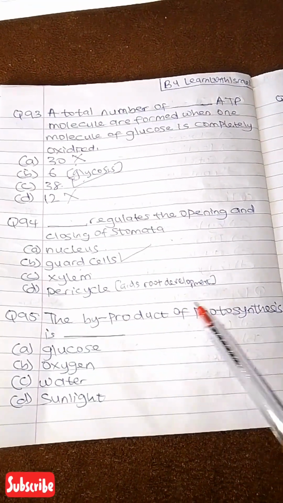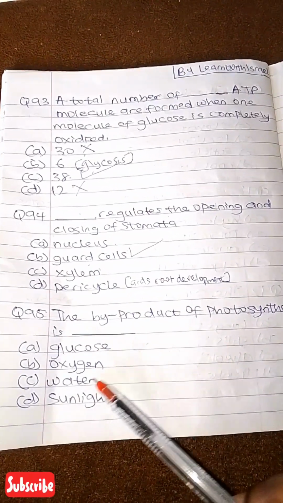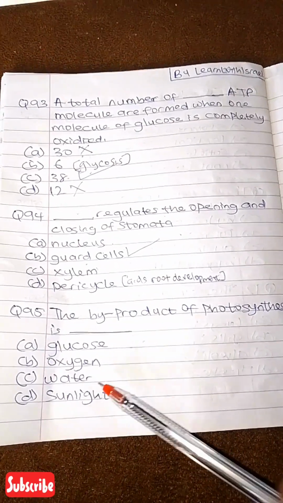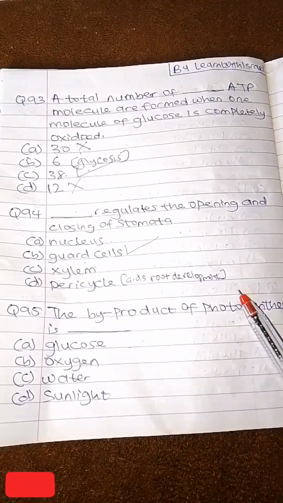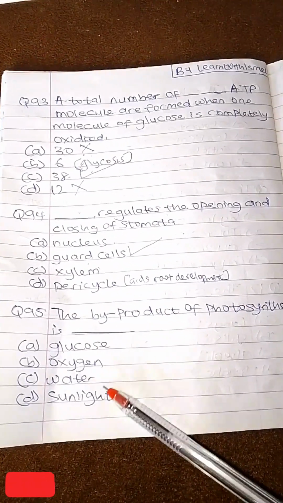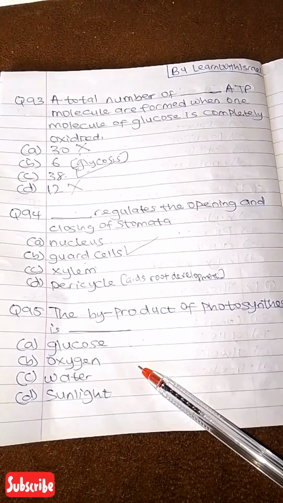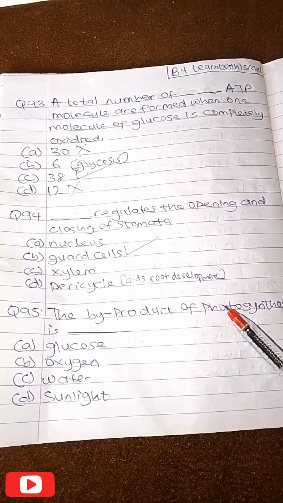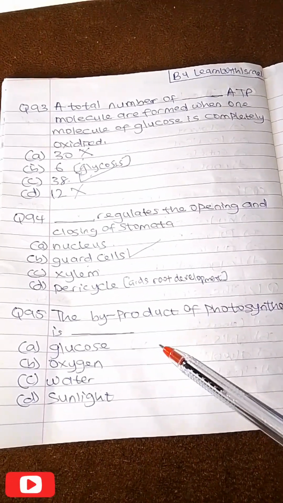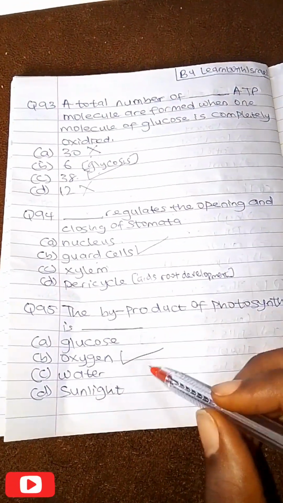Question 95. The byproduct of photosynthesis is dash. A. Glucose, B. Oxygen, C. Water, D. Sunlight. So let's start from sunlight. Sunlight is required during photosynthesis. While water is used also during photosynthesis, but it's not produced. Water is not part of the byproduct. While option B, which is oxygen, is the released byproduct of photosynthesis. So option B is the correct answer.